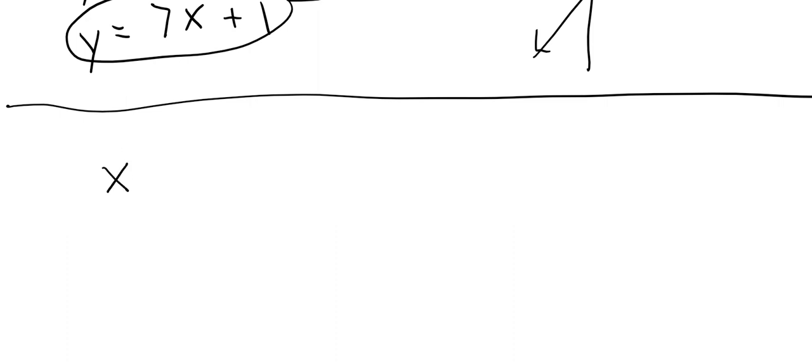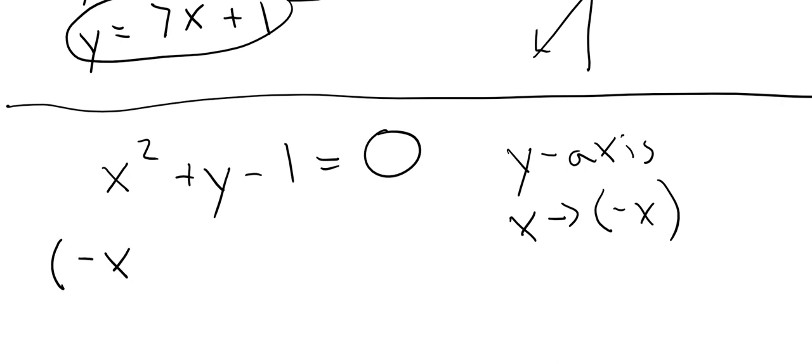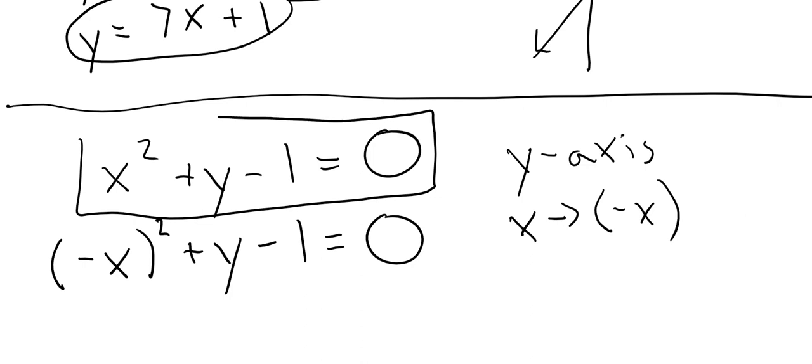So for b, we have x squared plus y minus 1 equals 0. And just so we can actually see this, I kind of already know ahead of time. Let's go ahead and test the y-axis first. And remember, the y-axis is where we take all of our x's and switch them to negative x's. So let's go ahead and do that. I switch my x to a negative x. I still have to square it. Plus y minus 1 equals 0. Remember, this is my starting equation, so our hope is that we end with this.